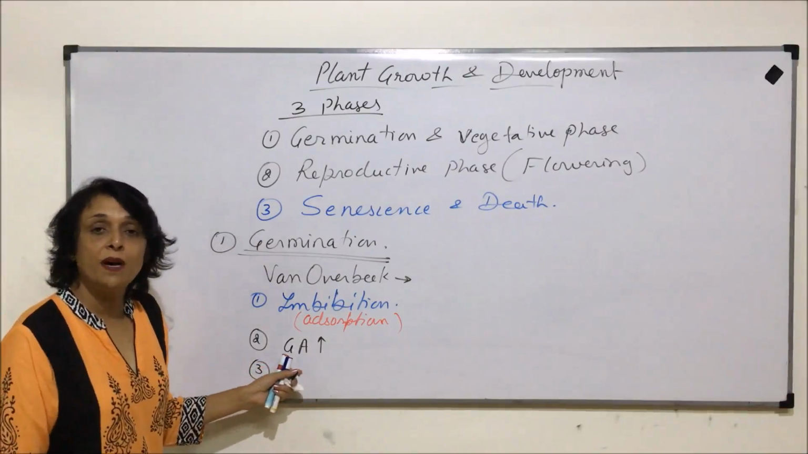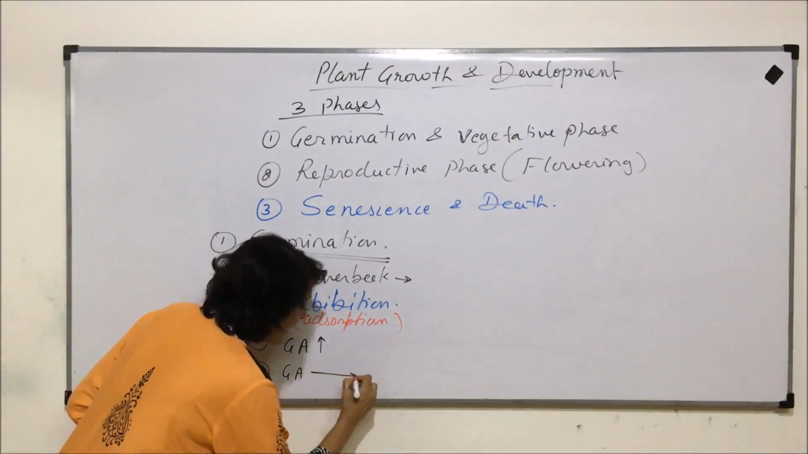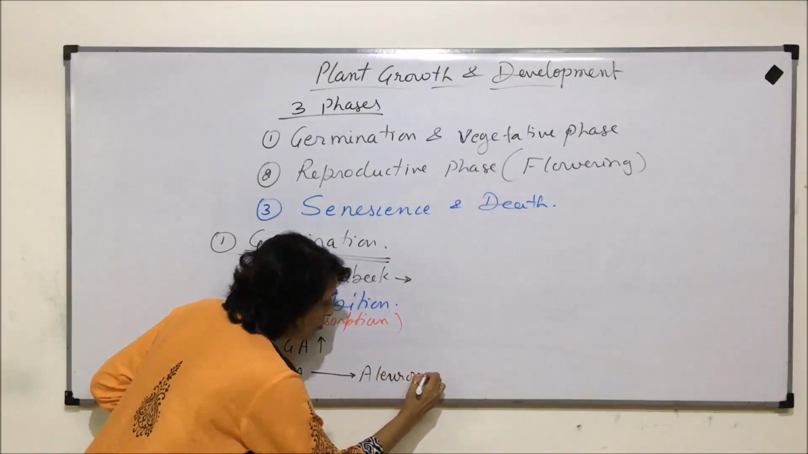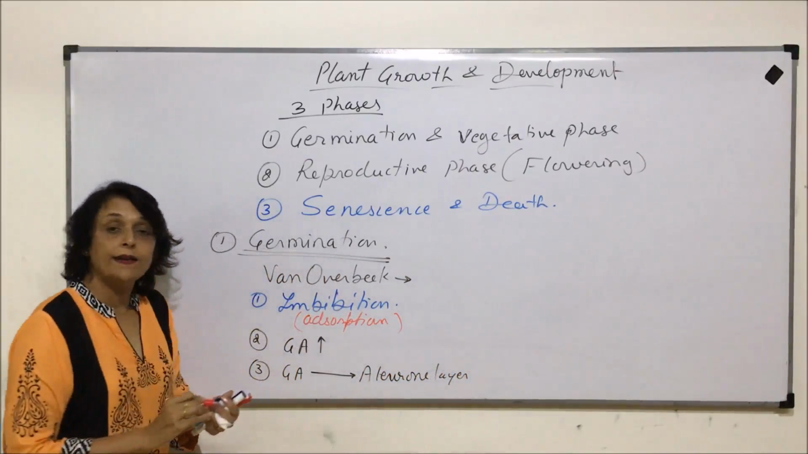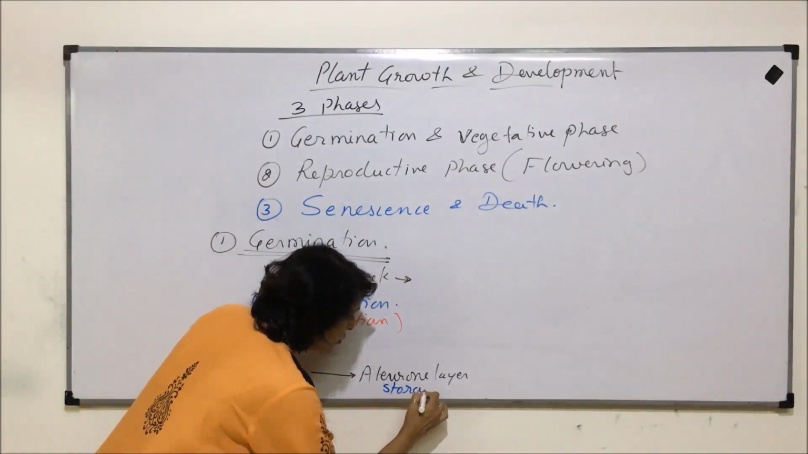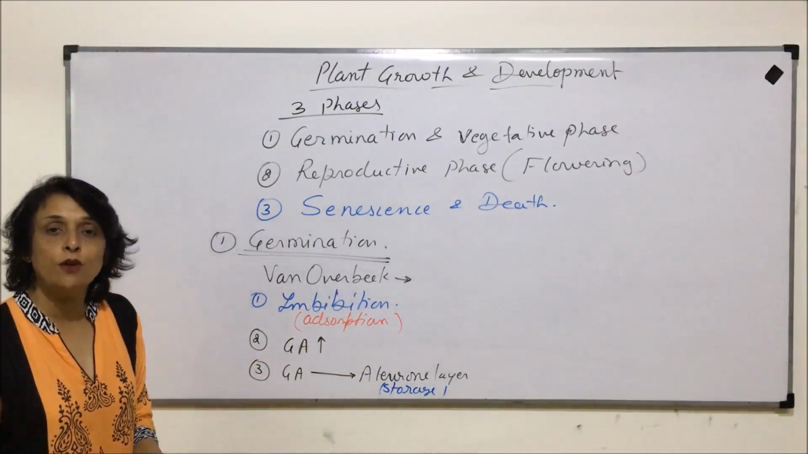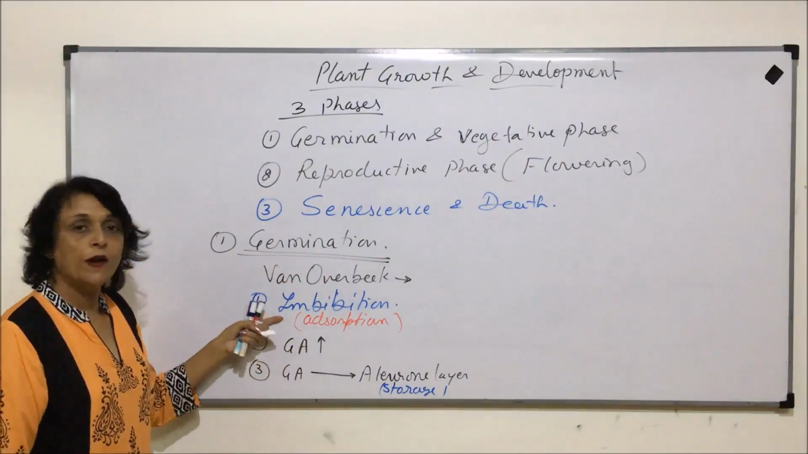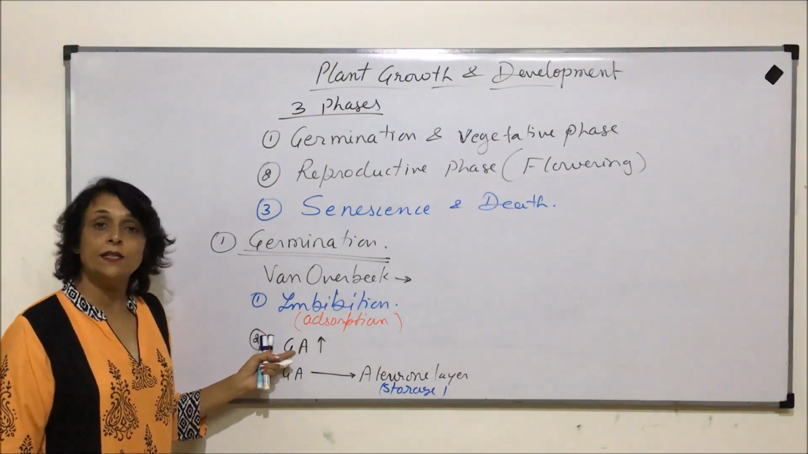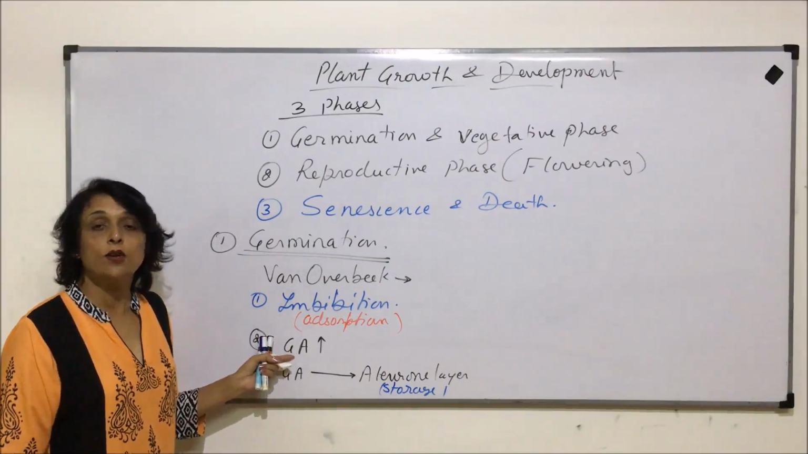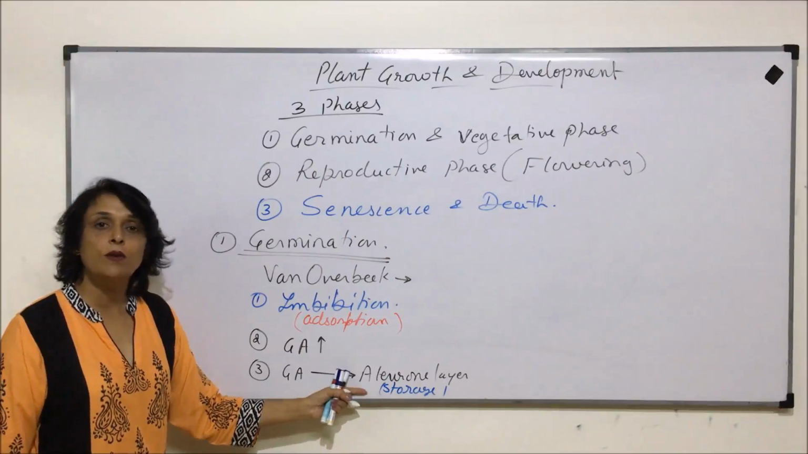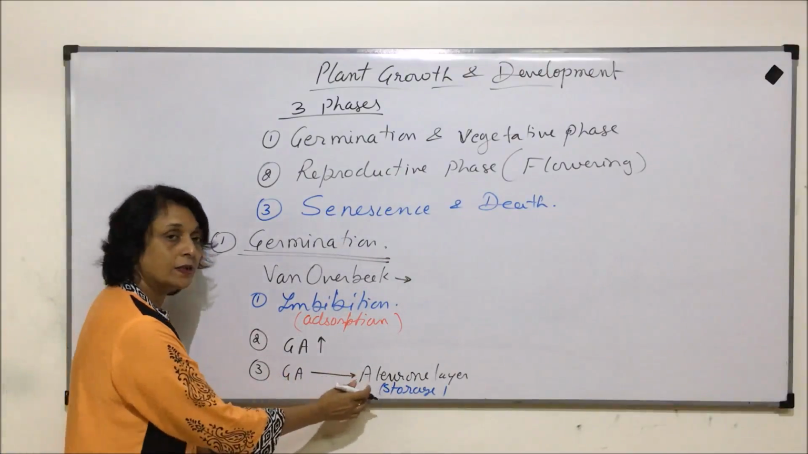Third step, this gibberellic acid or gibberellin migrates, or is translocated, to the aleurone layer. Aleurone layer is the place in the seed where food is stored. This is the storage where the food is reserved for the development of that baby plant or embryo. So first water goes in, it is adsorbed. Then that initiates increased concentration of gibberellic acid. Now when gibberellins are more, they migrate towards the storage place. Most commonly it is the aleurone layer where the food gets stored. So now gibberellic acid moves here.